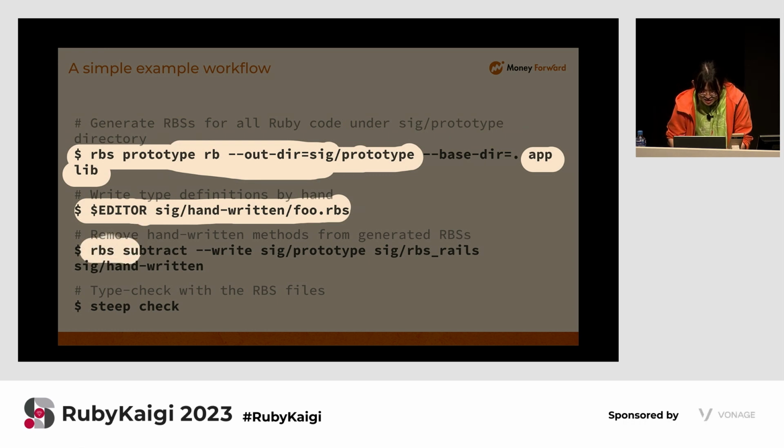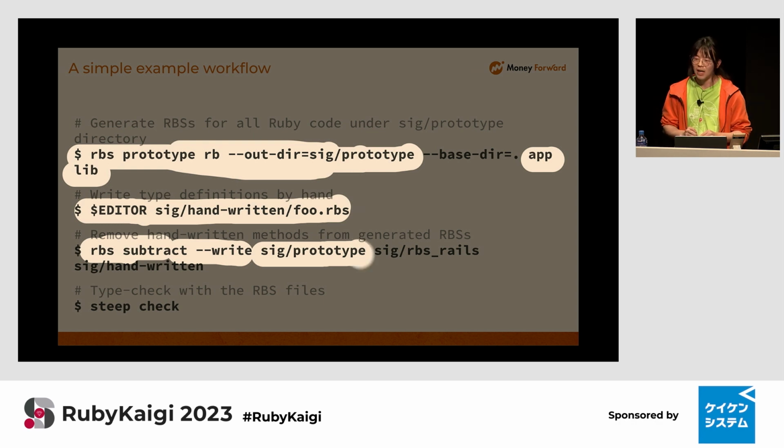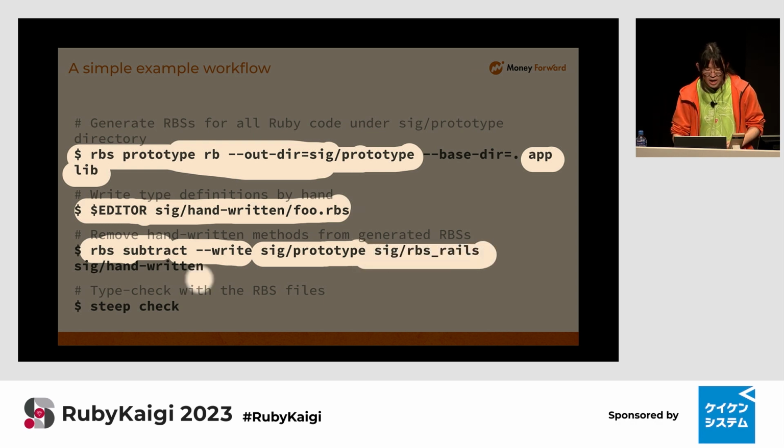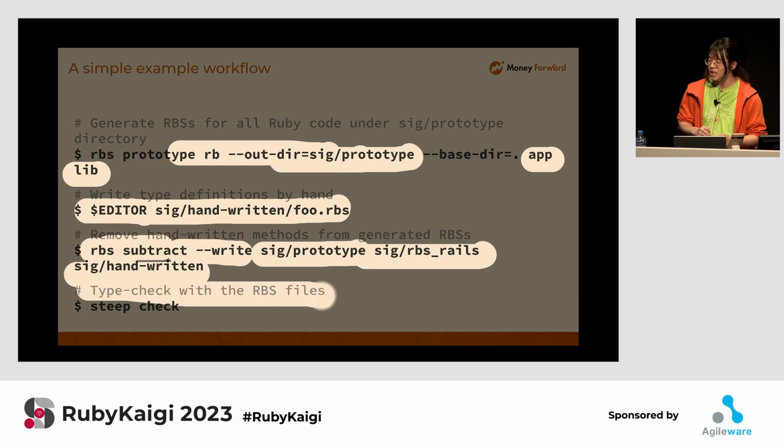And after that, you need to remove the duplication from the auto-generated directory. In this case, you can use the rbs subtract command with the write option, which removes the duplication from this directory, and this other directory has the handwritten RBS. After that, the RBS is available, so you can type check your application with the generated and handwritten RBS.